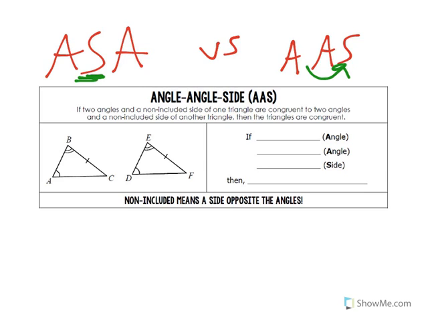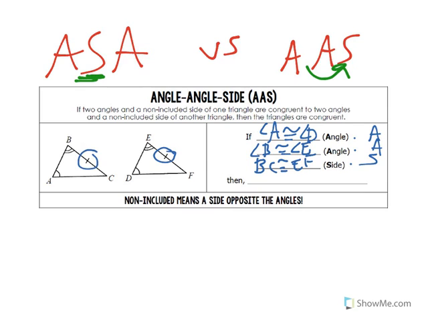So in this picture, we have angle A is congruent to angle D. We have angle B congruent to angle E. And then we have side BC congruent to side EF. That gives us an angle, an angle, and a side, or AAS. Once again, that side right here is not in the middle of those angles.